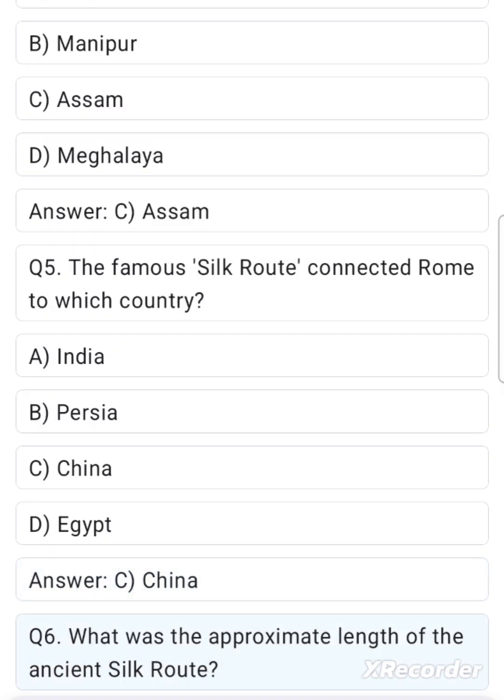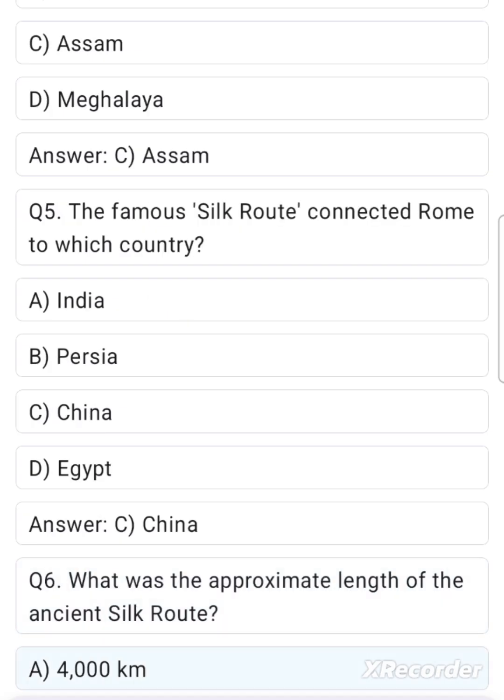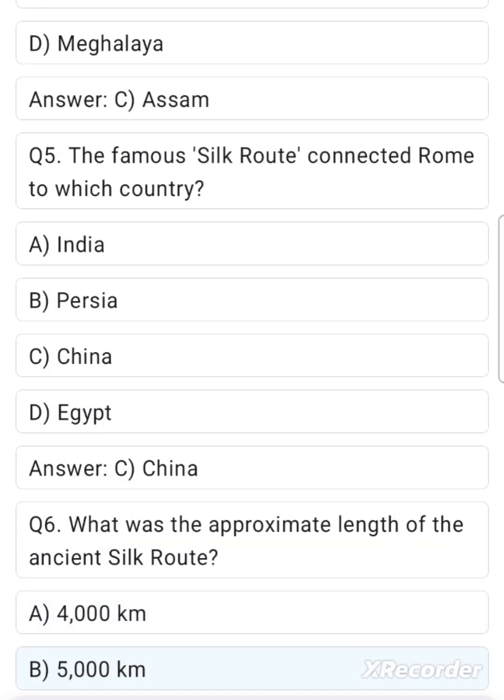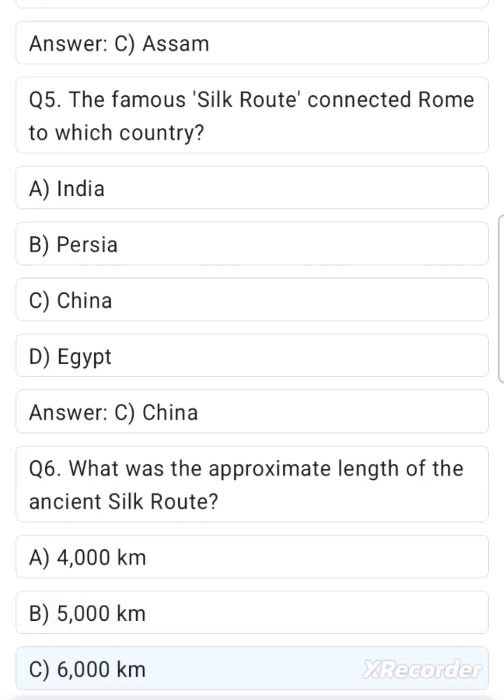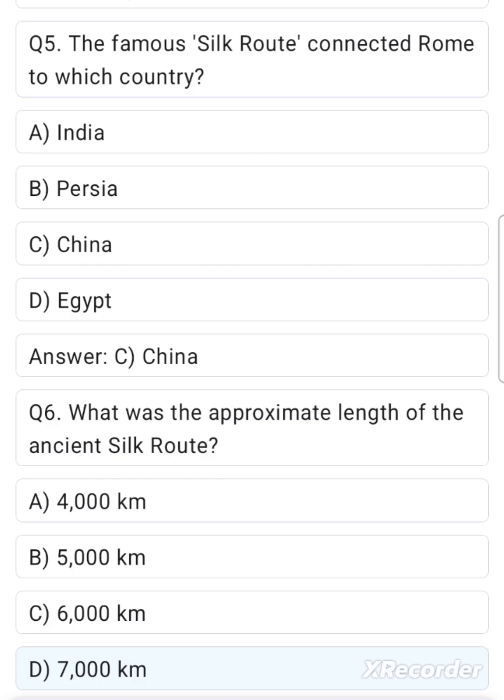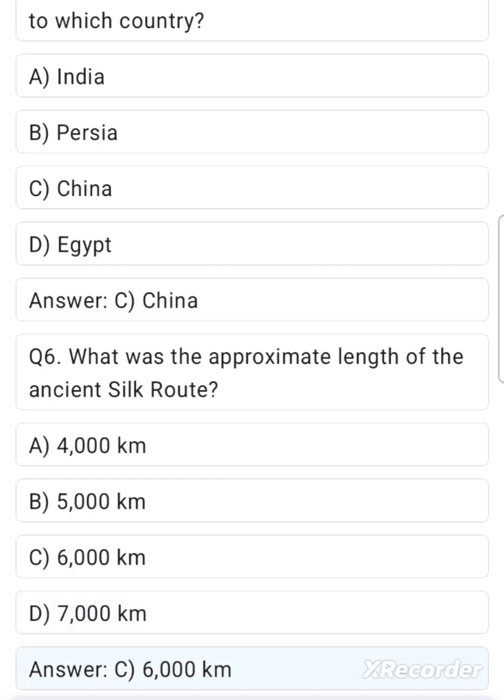China. Q6. What was the approximate length of the ancient Silk Route? A. 4,000 kilometers. B. 5,000 kilometers. C. 6,000 kilometers. D. 7,000 kilometers. Answer. C. 6,000 kilometers.